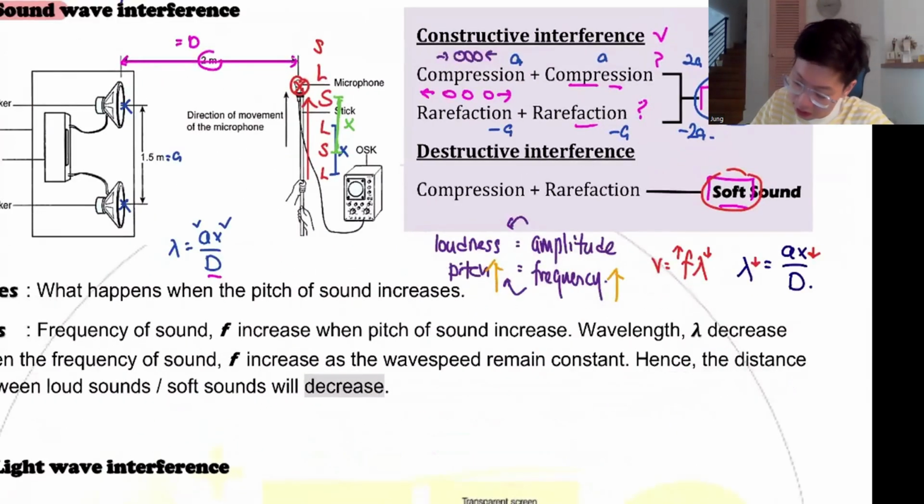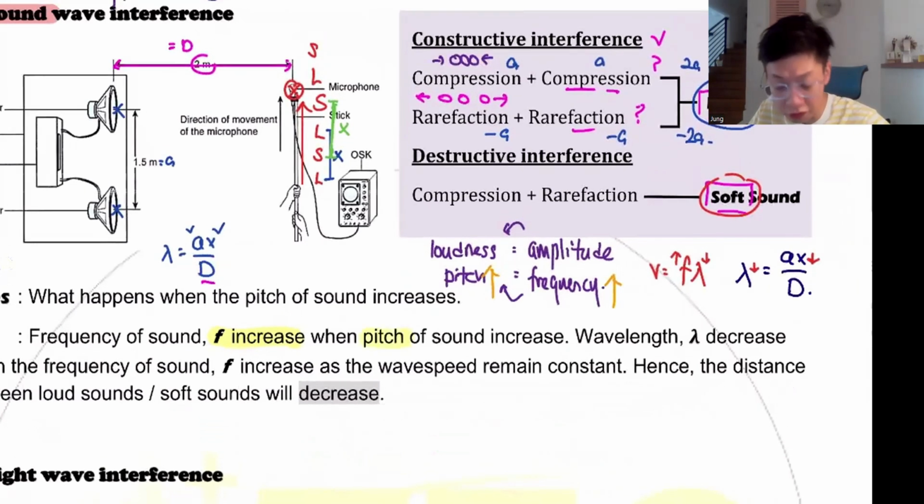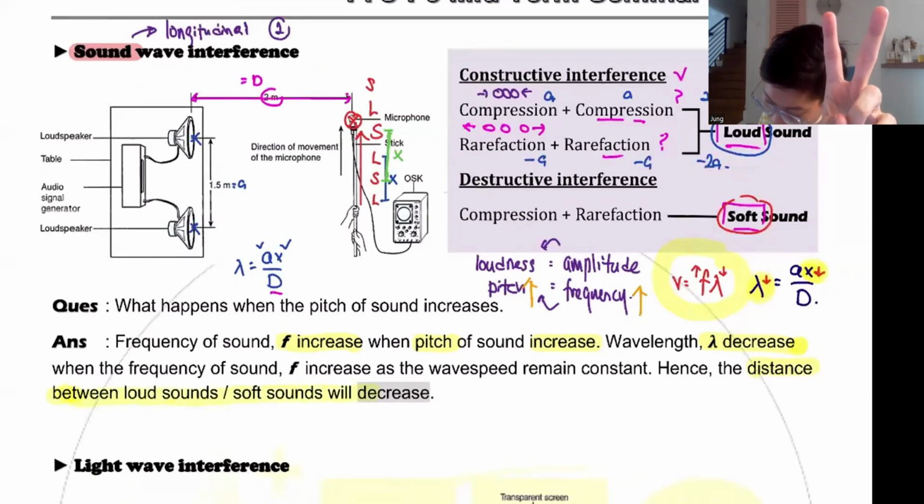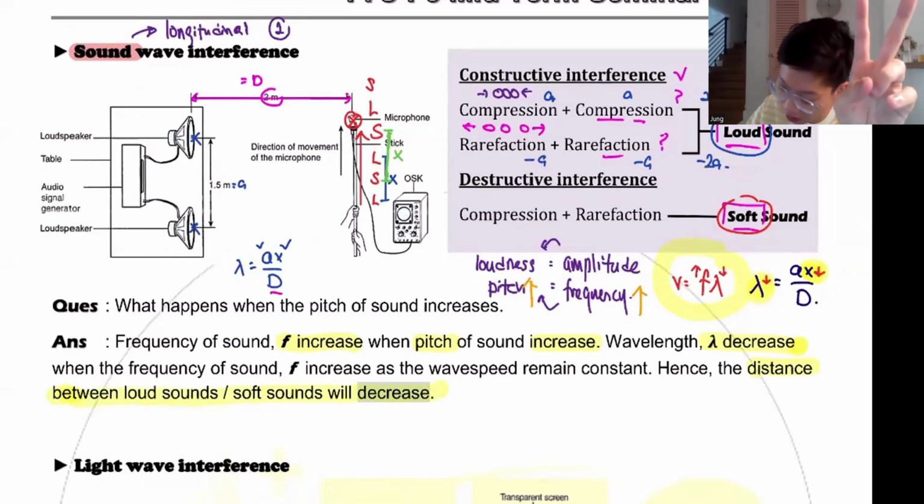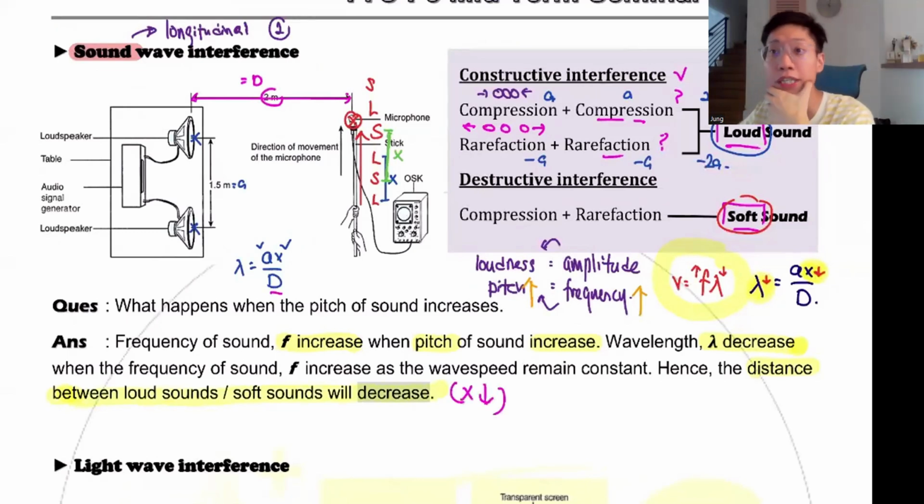So when the frequency increases, the pitch of sound increases. So your wavelength will decrease based on the first formula. The second one, when your wavelength decreases, your X will decrease. So the distance between loud sound and soft sound will decrease. This actually means that your X will decrease.